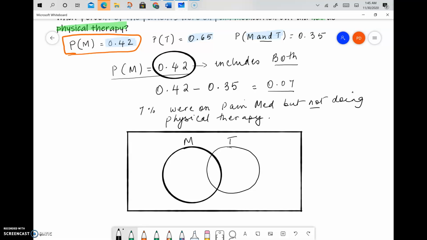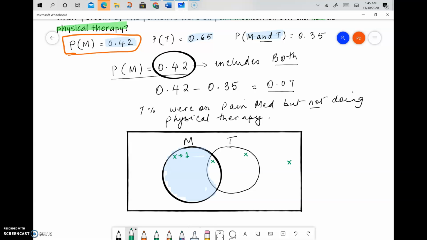So let's fill in the numbers here. The only number that we can fill directly into a region, and when I say region, we have this region, we have this region, and we have this region, and the one outside. So there are 4 regions. And we need to fill in the numbers carefully. The region, let's call this region 1. Region 1 is specifically patients who are only on pain medication. So that's what region 1 is about.